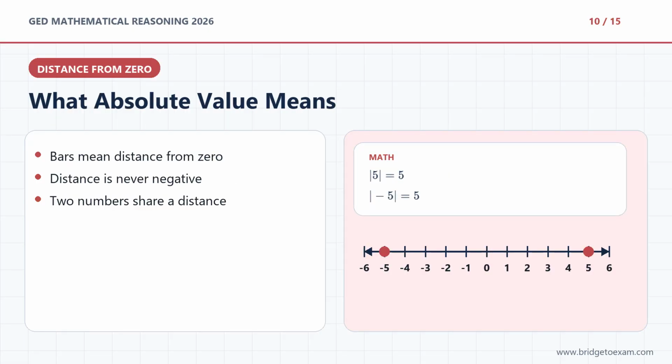Now to absolute value. The bars around a number mean its distance from 0, and distance is never negative. The absolute value of 5 is 5. The absolute value of negative 5 is also 5, because negative 5 is 5 steps away from 0. Both point to the same distance.